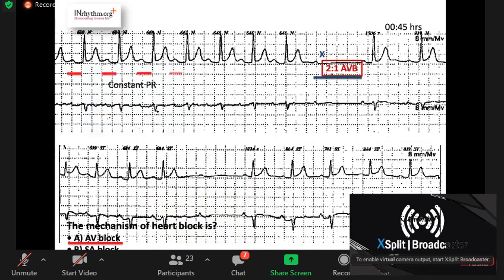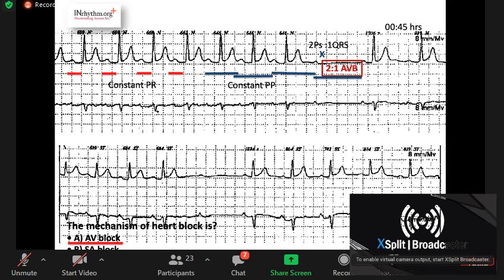Now here is a patient who has a constant PR interval. The PP interval is also the same. And with this pattern of normal PR and PP, eventually the P wave doesn't conduct down. And here, if you look, there are 2 P waves for 1 QRS. So this pattern is called 2-to-1 AV block.